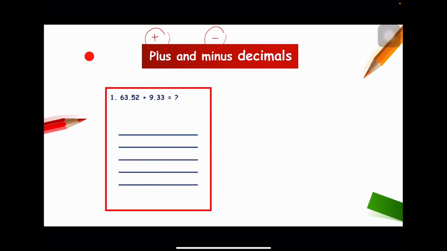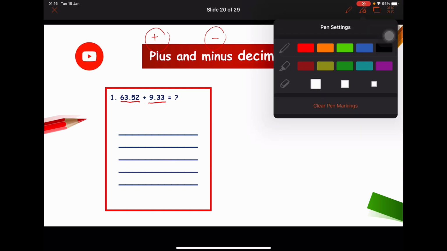Question number one. Everybody read together. 63.52 plus what? 9.33. Okay, let me show you.